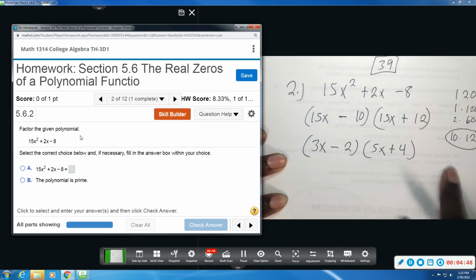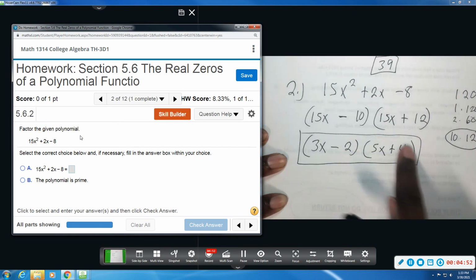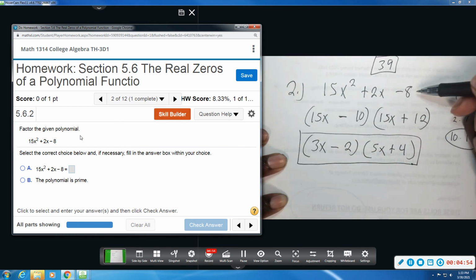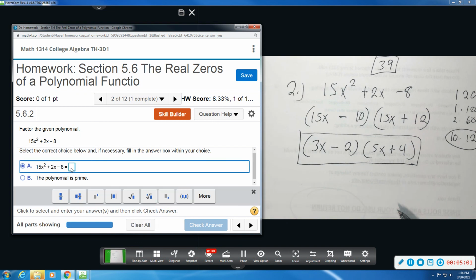So this is the factored form. If you FOIL this back together and check, it should give you what we originally started with. And so this is the polynomial factor. So that would be 3x minus 2, and then 5x plus 4.